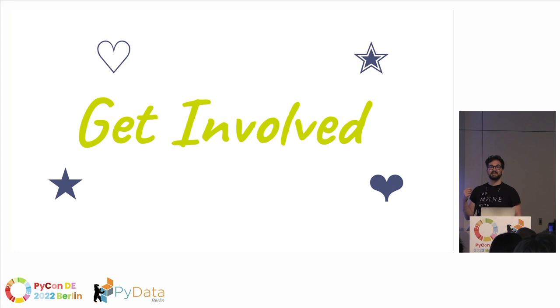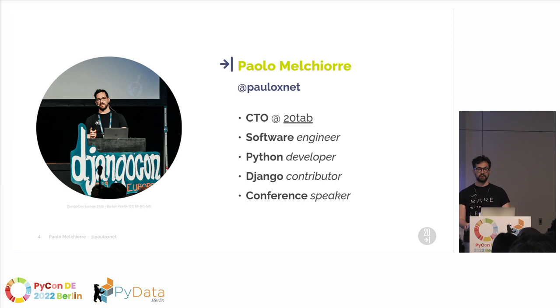But before we start, I'll tell you a few words about me. I'm Paolo Melchiorre. I'm the CTO of 20Tab, a Pythonic software company based in Italy. I'm a software engineer and longtime Python backend developer. After using Django for a few years, I became a contributor to the project and always loved attending conferences. Over the years, I've become a speaker. But this represents me today. My journey of involvement in Django has been a long one.